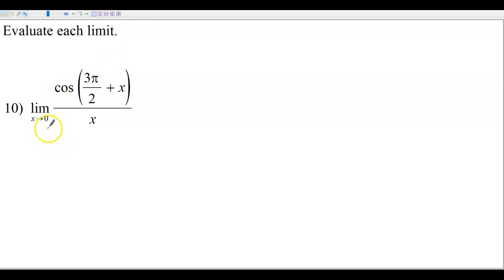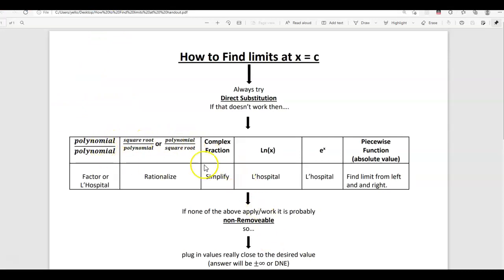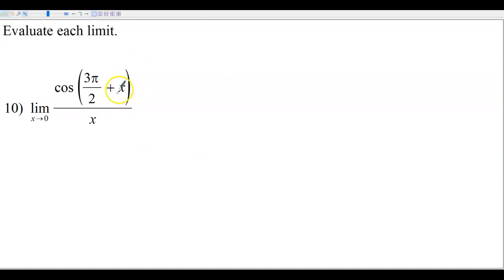All right, not going to work because I already know that if I plug 0 on the bottom, I have a 0 on the bottom, and that's not allowed. So no direct sub once again. So what can we do? Well, this is a trig function. When it comes to trig functions, I wonder if I put that on my sheet here. I didn't put it on there. But you can make a little note to yourselves. For trig functions, basically, what you're going to do is you're going to do L'Hopital. Okay, so keep that in mind on your little reference sheet. So L'Hopital it is.